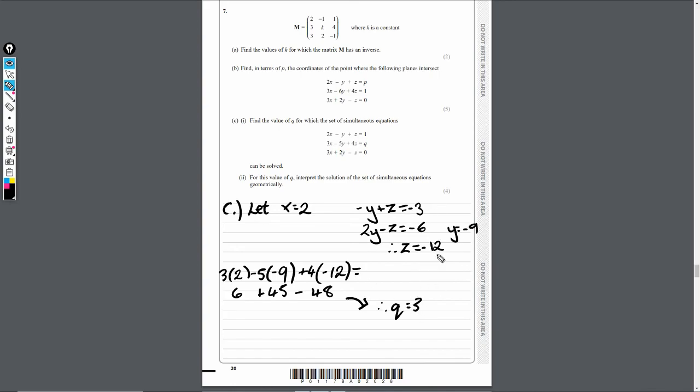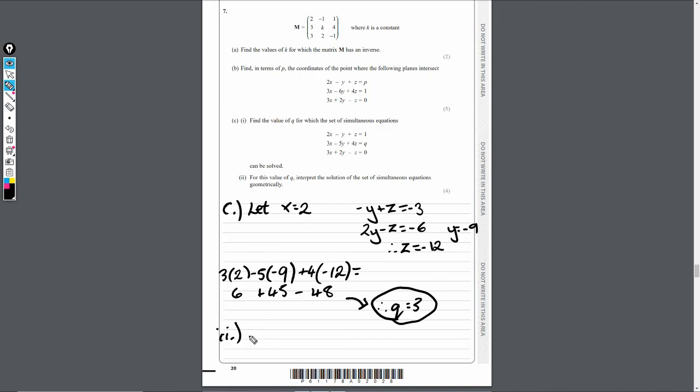Okay, and this will work no matter what value you pick for x. You can do z, you can do y. As long as you do everything else correctly in between, you'll get that q is equal to 3. Okay, so there you go. That's the value for q, which can be solved. And then finally, the very last part, just a 1 marker. It says, for this value of q, interpret the solution of the set of simultaneous equations geometrically. So it's just asking what happens now with this value.